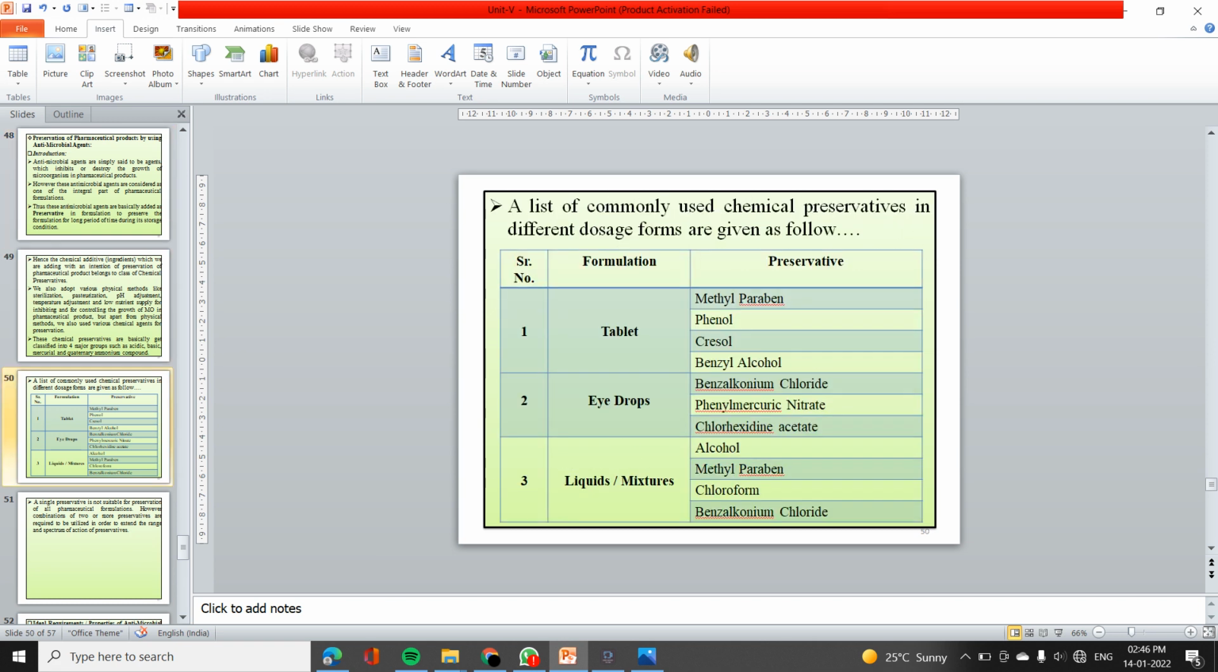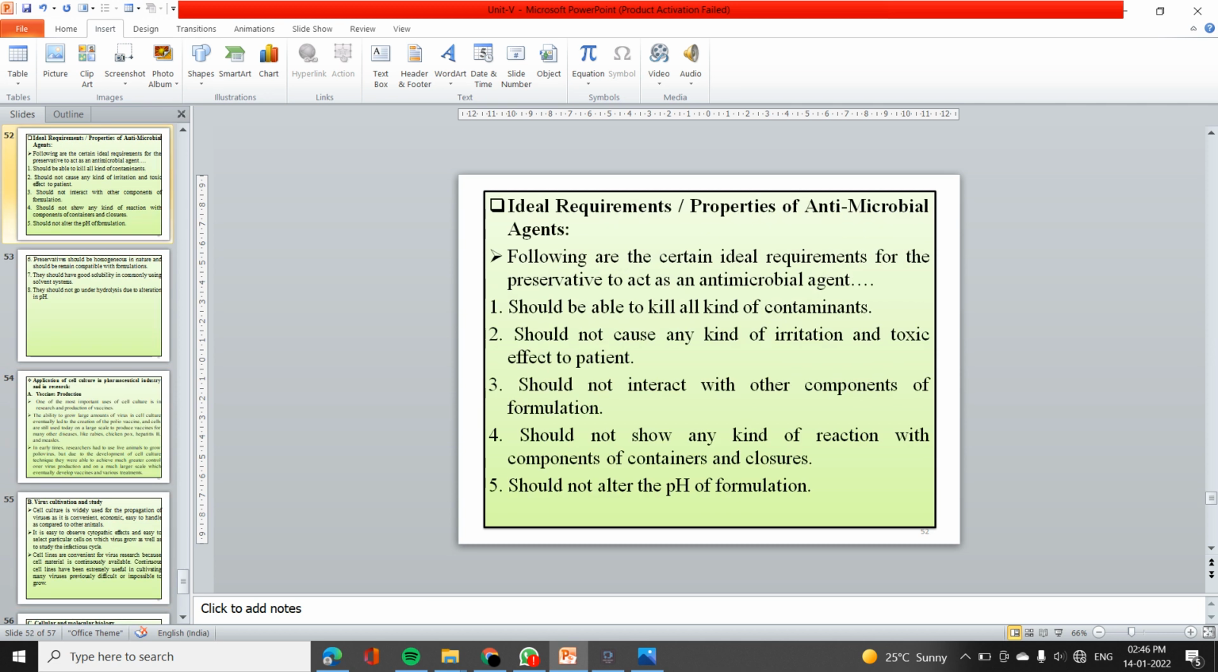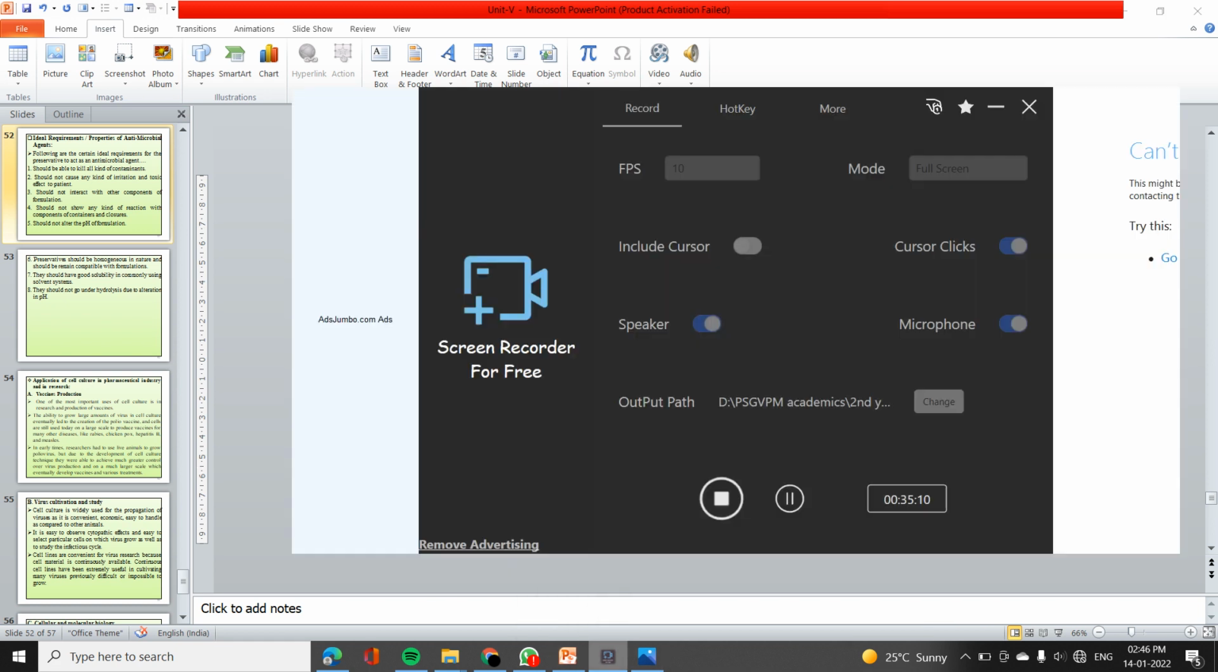The next part will be studying the ideal requirements and properties of antimicrobial agents. In tomorrow's lecture we'll see the ideal requirements and properties of antimicrobial agents. So I end this lecture with this topic.